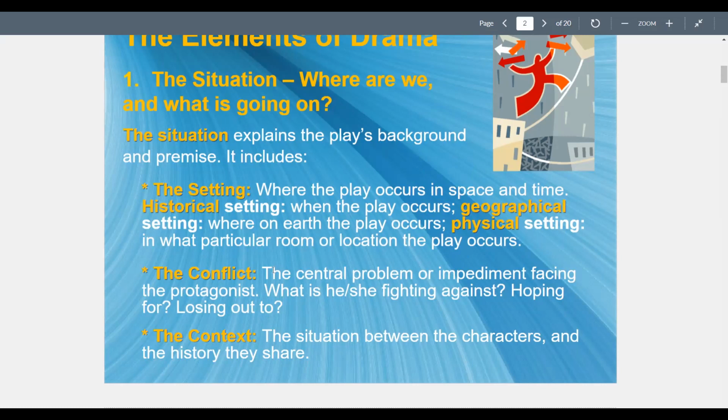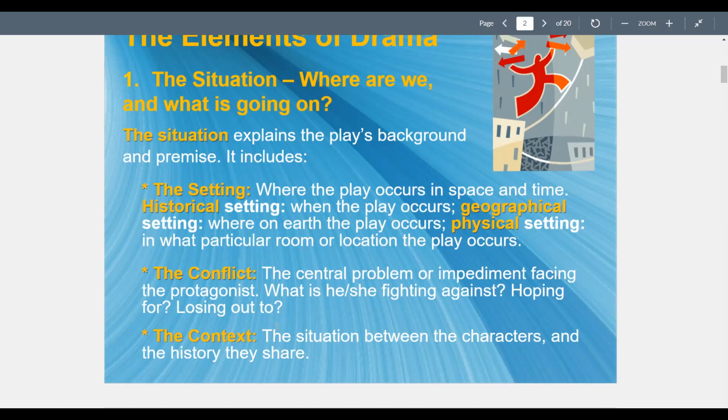The conflict is going to be the central problem or impediment facing the protagonist. What is he or she fighting against, hoping for, or losing out to? Basically, the conflict is the action that drives the play. And the context is the situation between the characters and the history they share. A lot of times, unless it's something like Oedipus, where the history they share is part of the mystery, we'll at least get the basic information that you're supposed to have for the play to understand how the characters work.